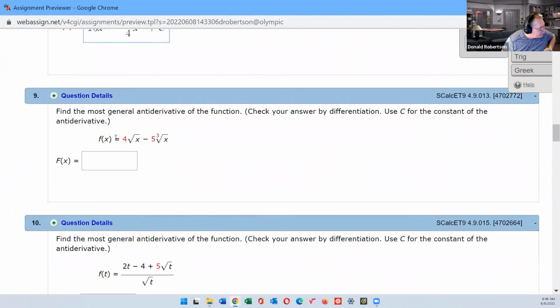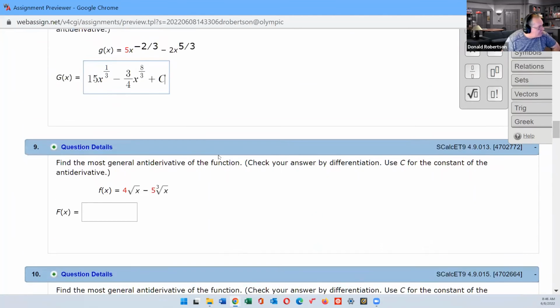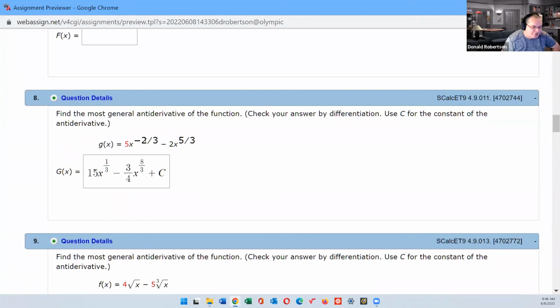If you were going to do question 9, wouldn't you just turn that into x to 1/2 and the cube root into x to the 1/3, and then it looked like this question we just did.